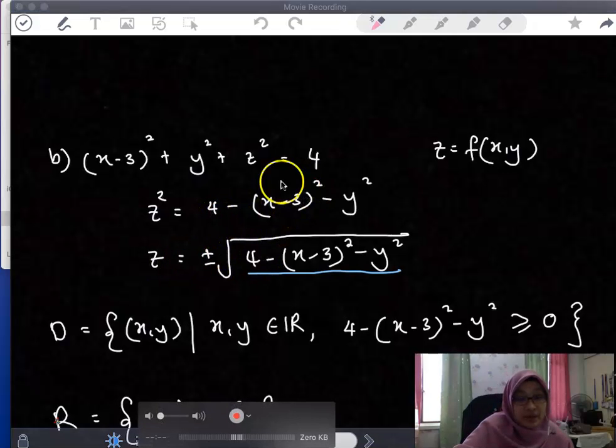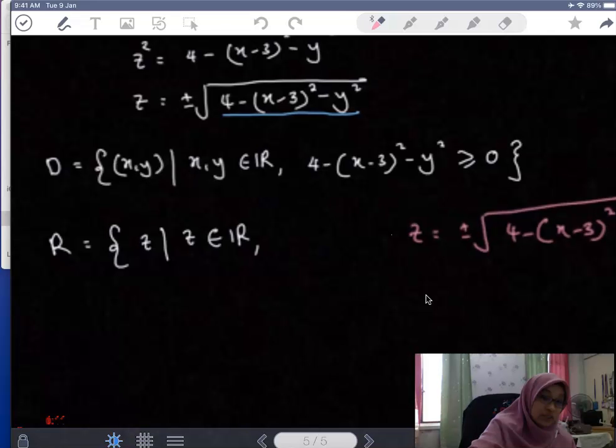Okay, then we have z squared. Since from the original expression there is z squared, the possible z can be positive or negative, so that's why we have to put the positive and negative sign. Now, in order to get the domain, this is the standard description: the domain is the set of (x, y) that are real, and since we have a square root function here, all of this should be positive or equal to 0. Okay, so that is the constraint.